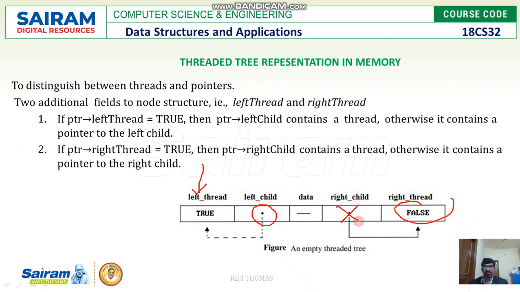Right? That's the meaning. If PTR left thread is true, then PTR left child contains a thread. Otherwise, it does not contain a thread. In the same way, if PTR right thread is true, so this is a right thread, then PTR right child contains a thread. Otherwise, it does not contain the right child. So this left thread, true or false, is going to tell you whether it has got a right child or left child or not.